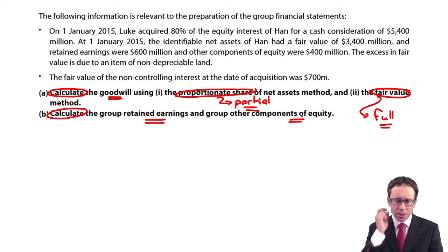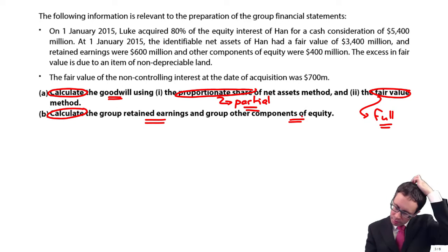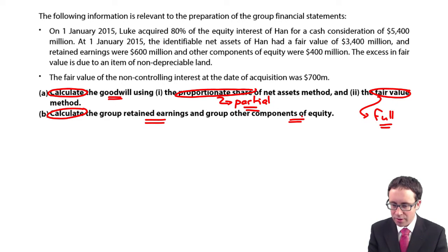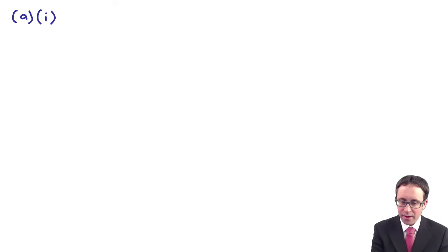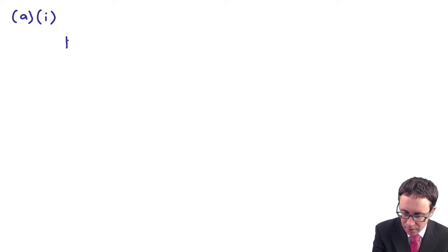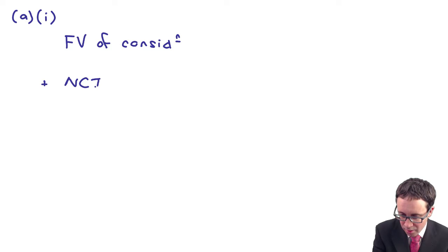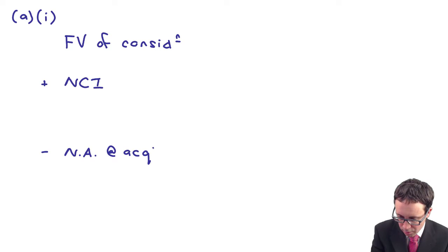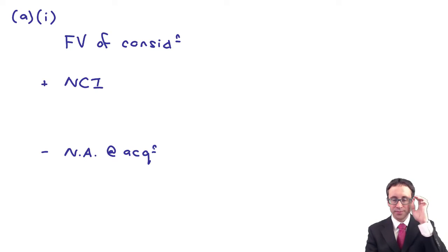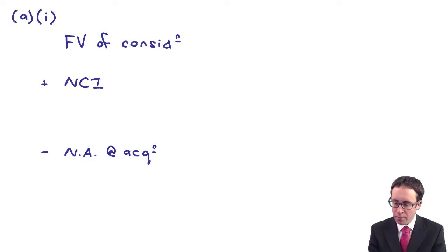Okay. So part A wants us to calculate the goodwill using the proportionate share of net assets method. So I think what it would be useful to do there is to lay out your pro forma. So you've got your fair value of the consideration. We then add on the non-controlling interest. And then we deduct the net assets at acquisition. Okay. Again, that's for your proportionate share.